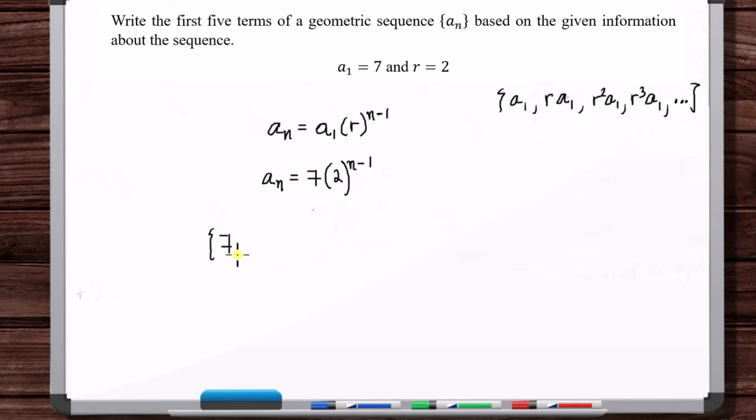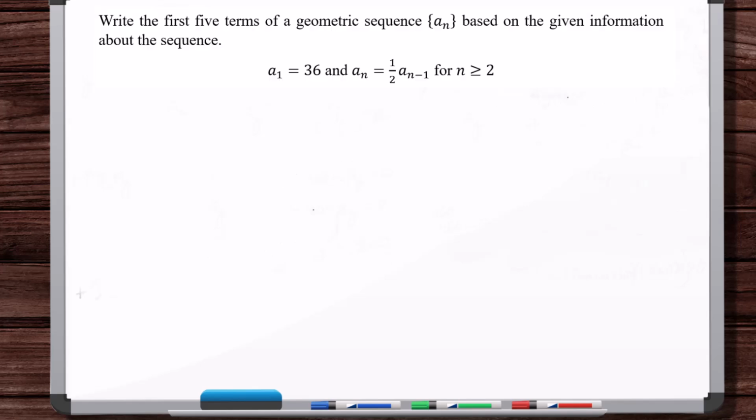This was overkill for this problem, but the question is asking us to write the first 5 terms of the geometric sequence. So it starts at 7, and then r is equal to 2, just multiply by 2. Multiply each term by 2, and then 28 times 2 is 56, and then 56 times 2 is 112. Yes, we probably didn't need to do all this, but you get the idea.